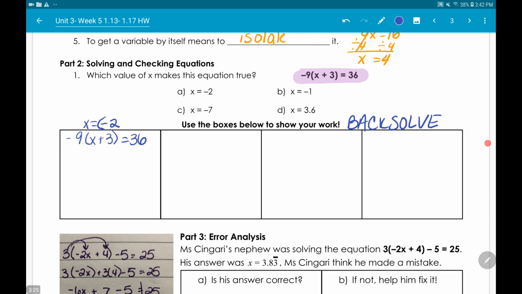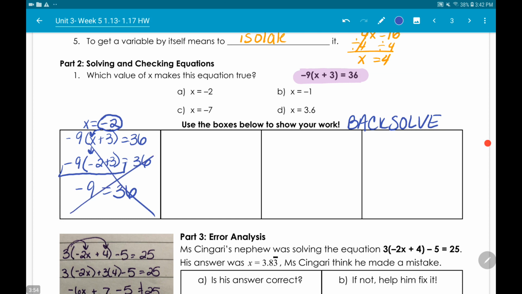I'm going to take the -2 and put it where I see the x. So I have -9 times -2 plus 3 equals 36. And then remember, because there's no more variables, I could take this whole chunk and put it in my calculator. And then I get -9 equals 36. Nope, that's definitely not right.